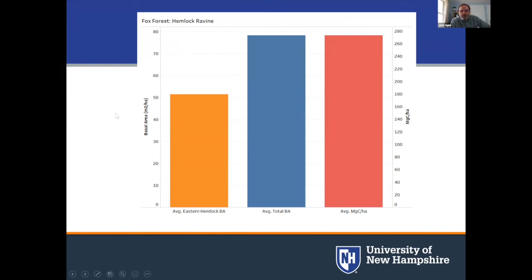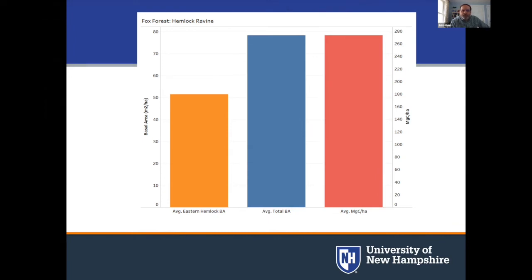is just another extreme example, from the Hemlock Ravine at the Fox Forest in Hillsborough, New Hampshire, which is right in one of those high carbon, high risk areas. The hemlock represents almost 70% of the total basal area in that stand. And your eyes are not deceiving you, this is square meters per hectare in terms of basal area and carbon stocks. I had a student measuring trees out there, and I had to go back out there to confirm because I was shocked at how much volume is out in that ravine.